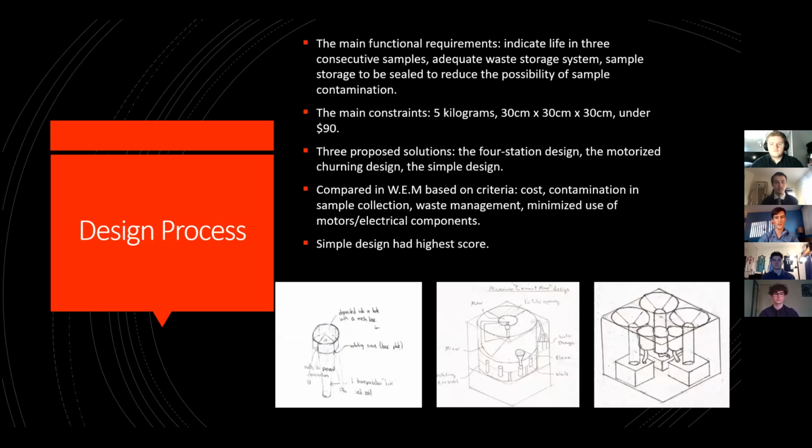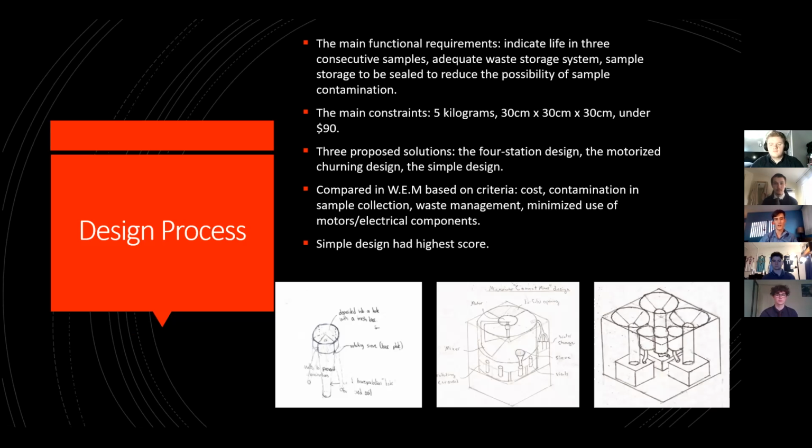The design process. The design solutions that were created by the team were based off of the main functional requirements and constraints that were given. The main functional requirements were that the microreactor must indicate life in 3 consecutive samples. It must have an adequate waste storage system and a sample storage that must be sealed to reduce the possibility of sample contamination. The main constraints of the microreactor are that it must be less than 5 kilograms, it must be less than 30 by 30 by 30 centimeters, and the cost must be under $90.